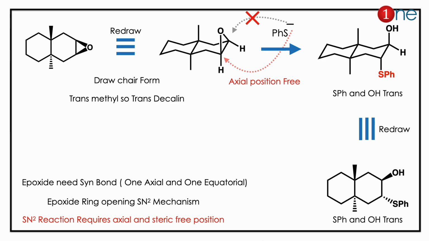So the ring opens, and you have OH above, SPh below. If you redraw nicely, you have the trans relationship of OH and SPh. The concept you have learned here is that the SN2 reaction requires axial, sterically free positions.